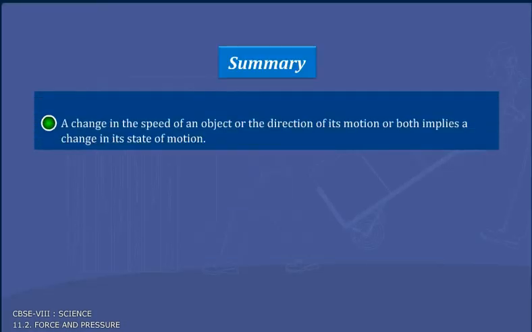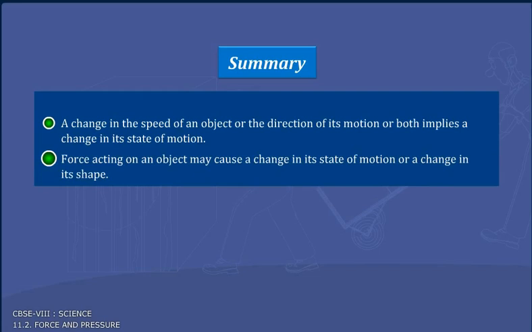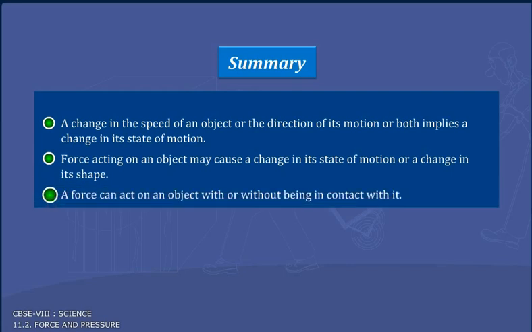Summary: a change in the speed of an object or the direction of its motion, or both, implies a change in its state of motion. Force acting on an object may cause a change in its state of motion or a change in its shape. A force can act on an object with or without being in contact with it.